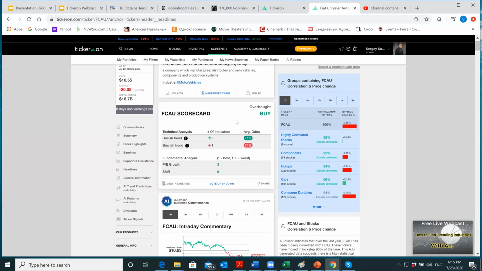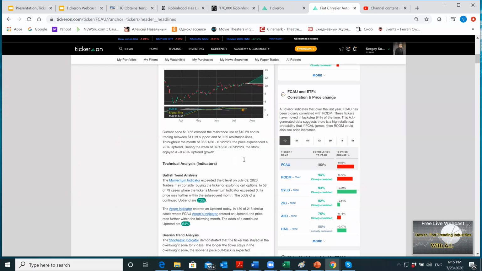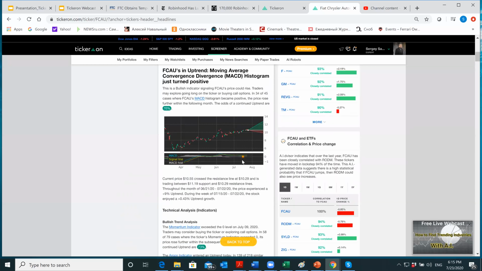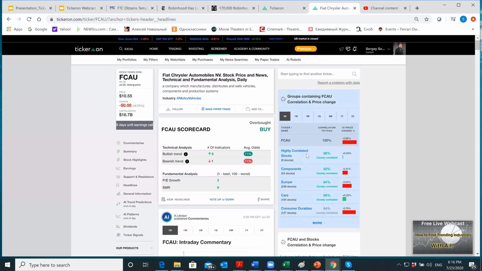So let's continue with the groups. I'm going to focus on groups and analysis. There's quite a lot of information here, but I will go slowly. You see, these are the groups. We collected all groups somewhat related to Fiat, Chrysler Fiat. And this is a highly correlated group only. We don't even know what is inside, but we're going to find out.